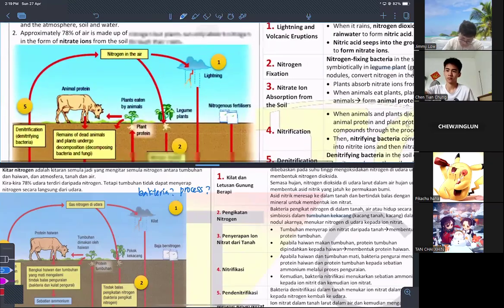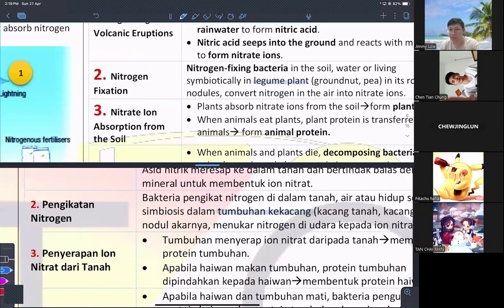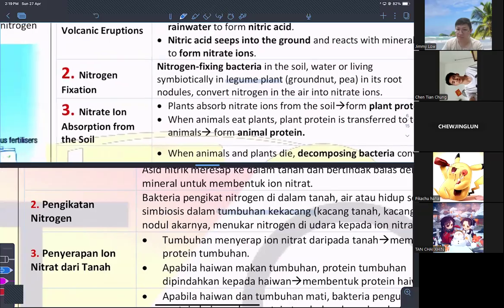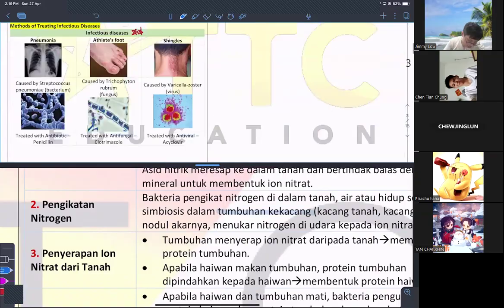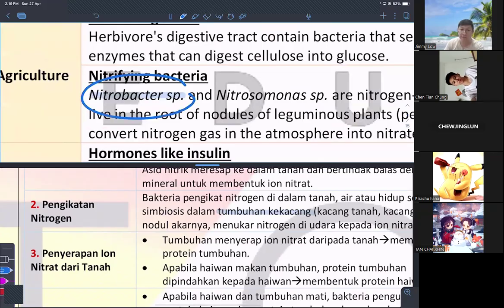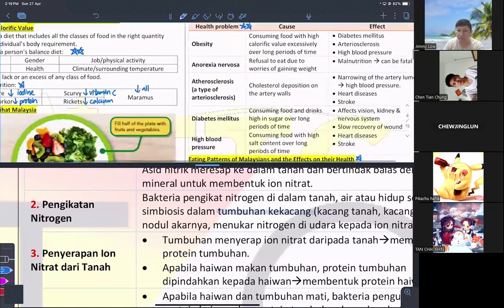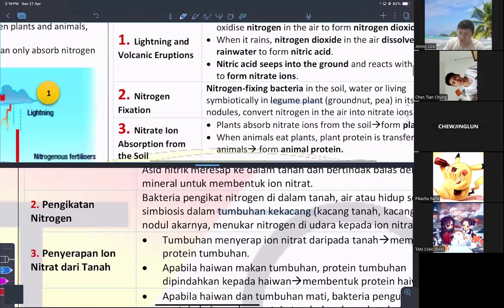This one is important. The second point I highlighted to you, tumbuhan kekacang, as in legume plants, is super hot among all the exams, even in SPM. I don't know why they really like to ask things related to your chapter 1. We have one thing called nitrogen fixing bacteria. It has a name that we went through just now: Nitrobacter sp. This is also called nitrogen fixing bacteria. Your Form 1 and Form 5, chapter 1 and chapter 2, are related. So you have to know Nitrobacter sp.